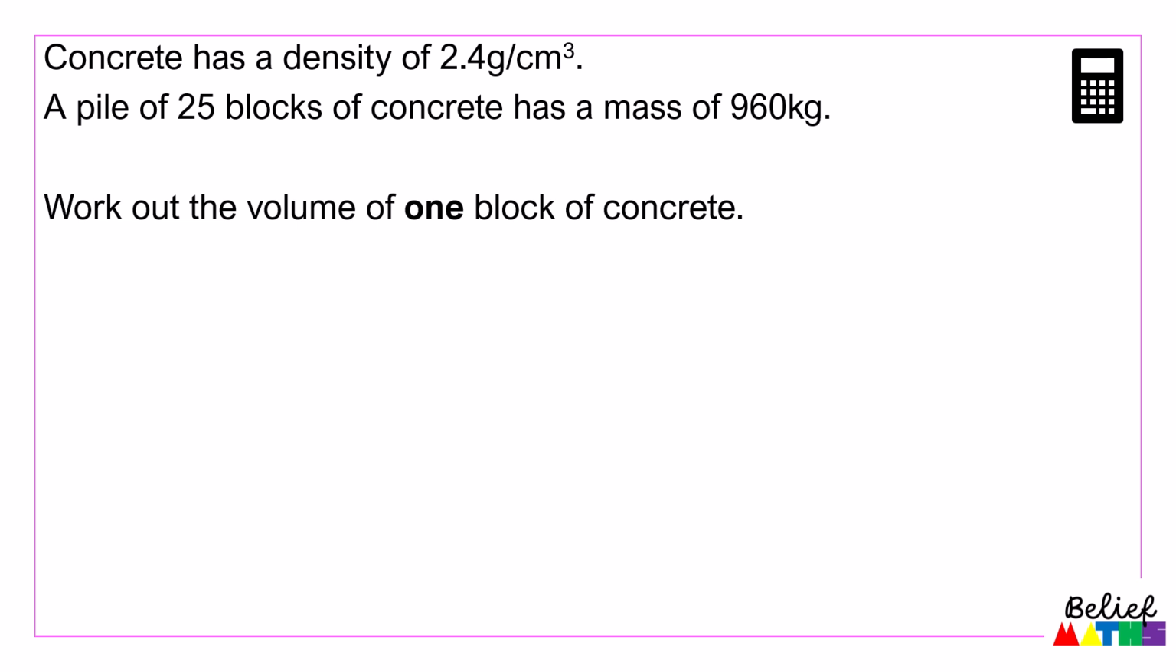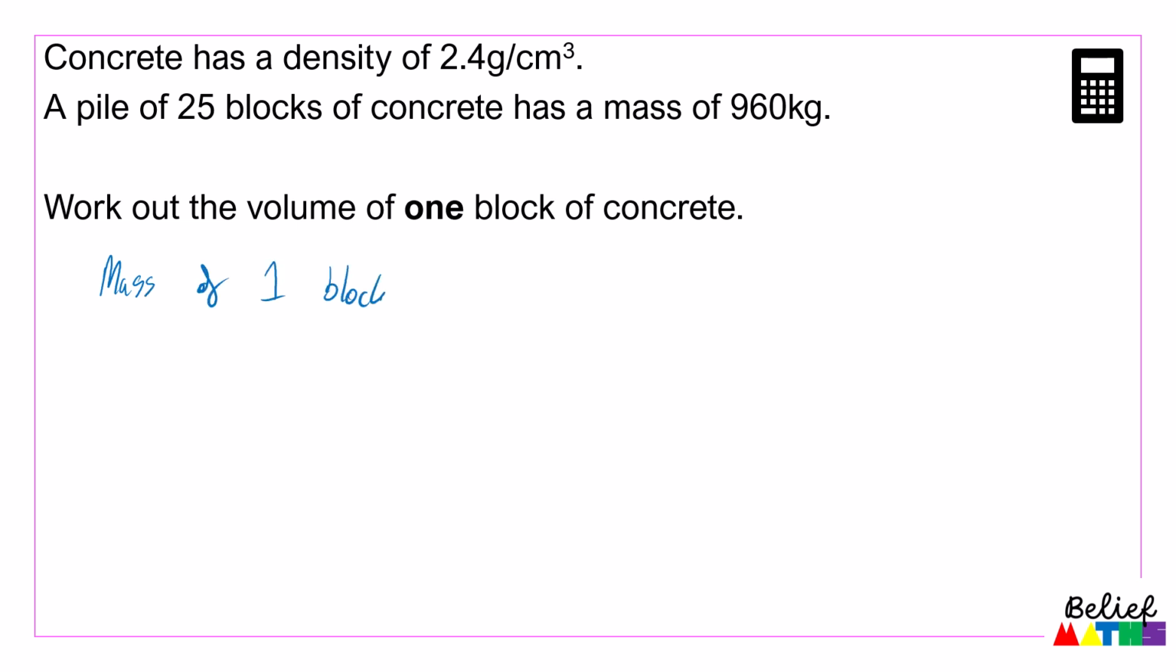So, second density question here. It tells us the concrete has a density of 2.4 grams per centimeter cubed, and a pile of 25 blocks of concrete have a mass of 960 kilograms. It then says to work out the volume of one block of concrete. So let's start by working out the mass of one block.